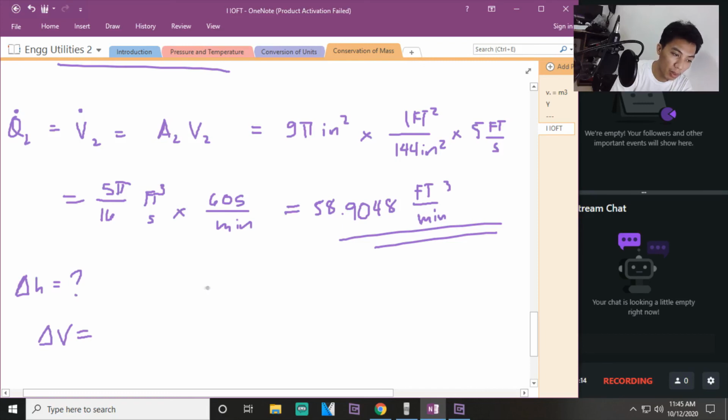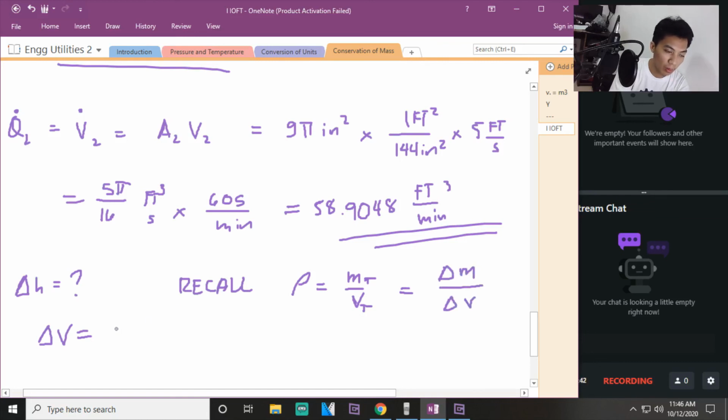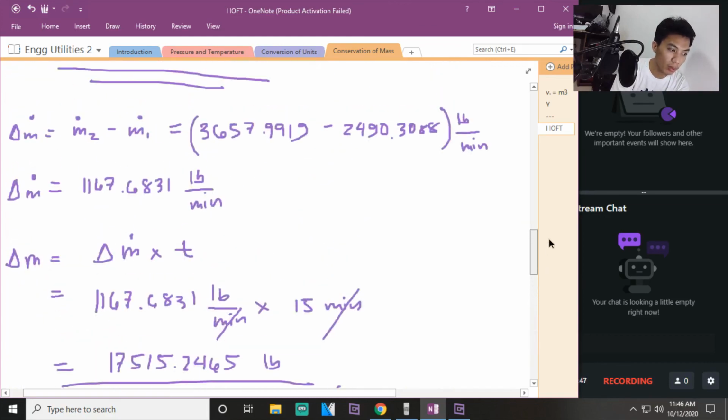Di ba we recall mo ito, that the density is equal to the mass divided by your volume. Ngayon, meron kang volume total, meron kang mass total. Okay? And you are given itong density, hindi naman nagbago yan. So, pwede nating makuha yung the change in volume. Ayan o, the change in mass over the change in volume. Okay. So, meron tayong change in mass, which is, ayan o, nakuha natin.